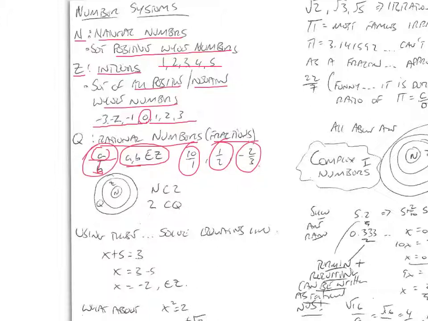And just to say that natural numbers are a subset of integers, as we see here in the Venn diagram, and integers are a subset of rational numbers. And we can use any of these, natural numbers, integers or rational numbers, to solve equations like this one. X plus 5 equals 3. That means that x equals 3 minus 5. So x is equal to minus 2, and just to remind ourselves, minus 2 is an integer.